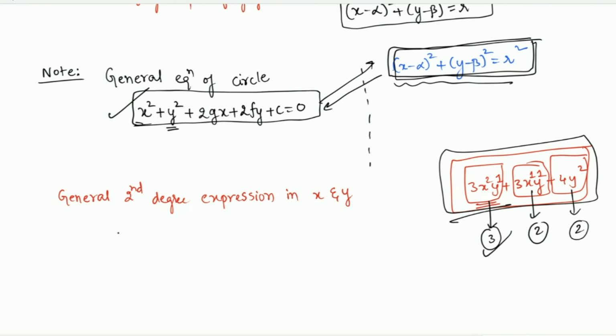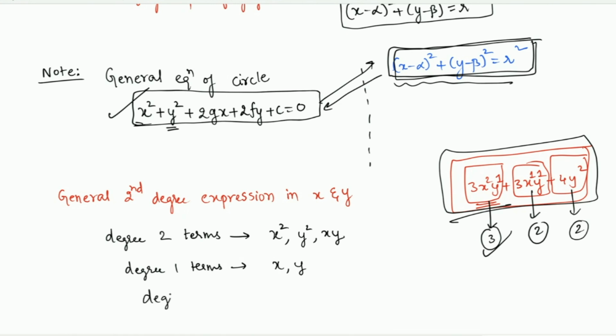What are the degree 2 terms that can be made with x and y? Degree 2 terms that you can get: x square term, y square term, xy term. Degree 1 terms would be what? Highest power of variable should be 1: x term, y term. Degree 0 term: constant.